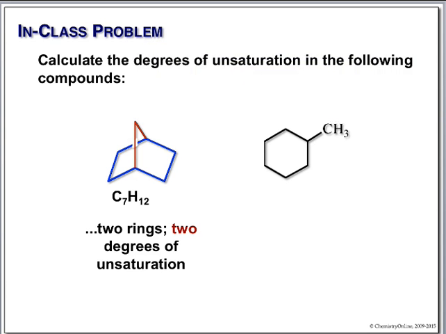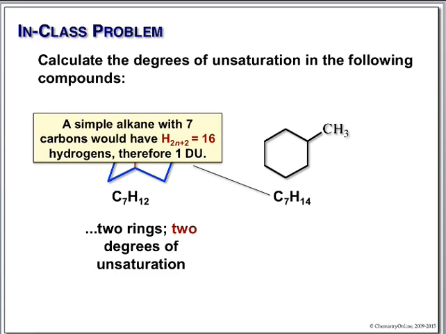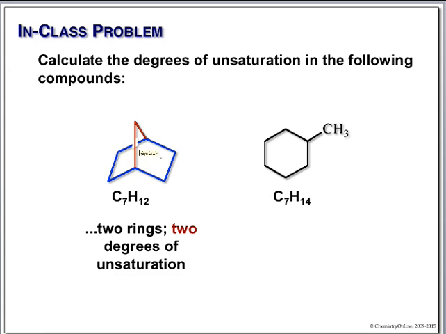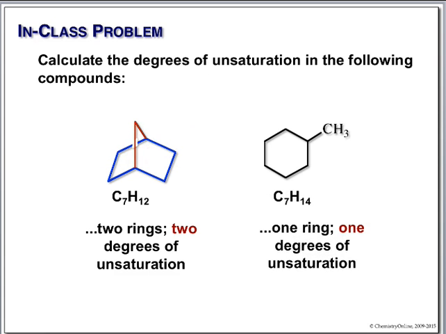This one over here is really simple. This is also a C7. It's also an H14. We have 1 degree of unsaturation. Again, you can just look at it and say 1 ring, 1 DU. Now for simple hydrocarbons, this is nice and easy.